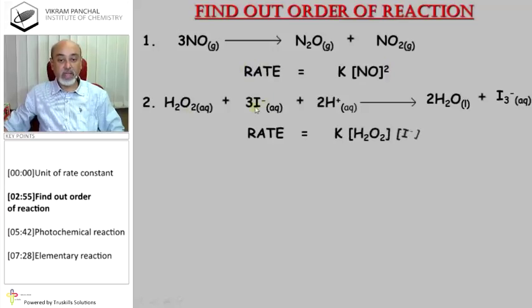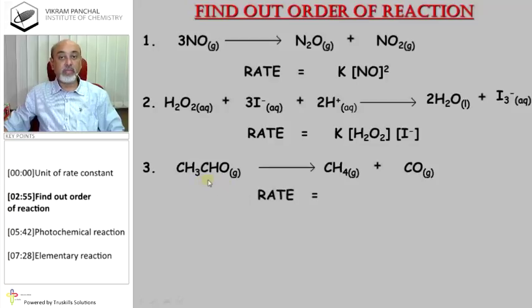H2O2 plus 3I minus plus 2H plus gives 2H2O plus I3 minus. For this the differential rate law is rate is equal to K H2O2 raised to 1 I minus raised to 1. That means the net order of reaction is 1 plus 1, 2. Here H plus has no power. That means the order of reaction of H plus will be 0.